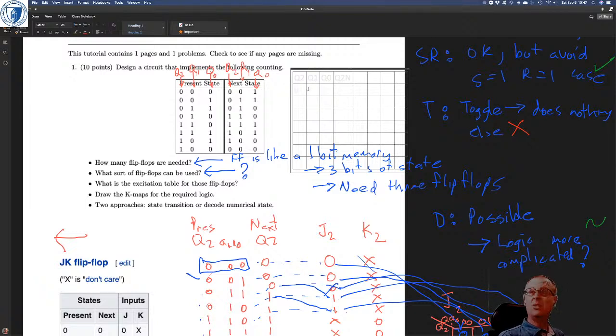That is 0, 0, 0, and Q next is 0. Then 0, 0, 1, Q next is 0. 0, 1, 1, Q next is 0. Then we've got 0, 1, 0, and Q next is now 1. Then 1, 1, 0, Q next is 1.